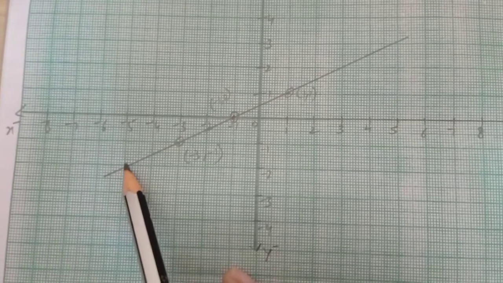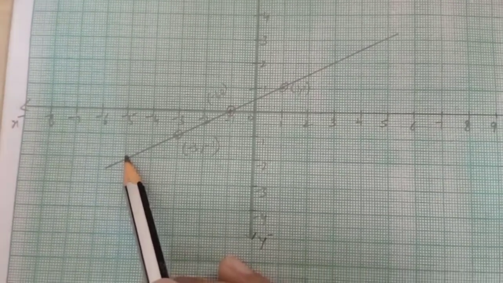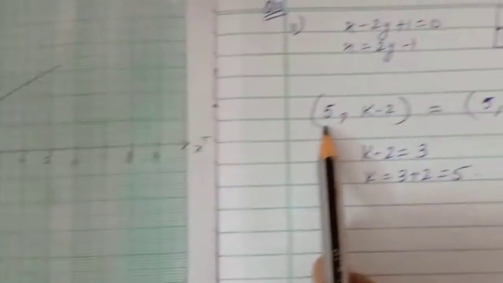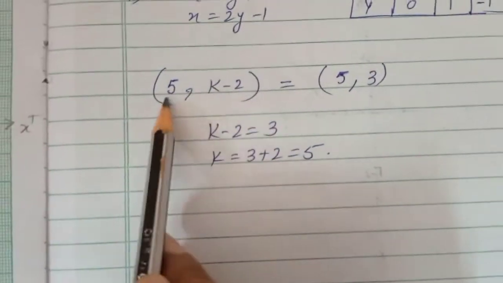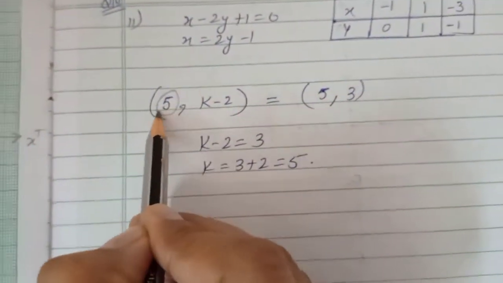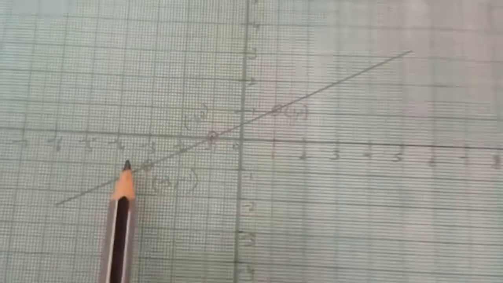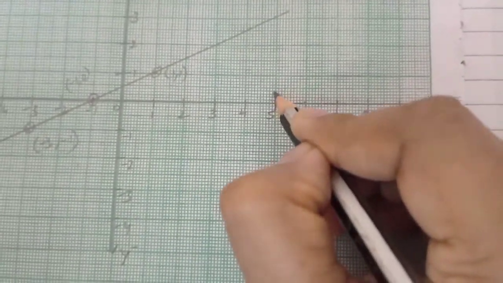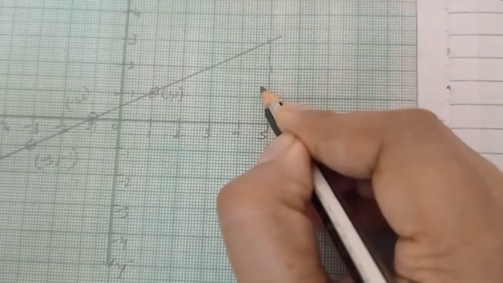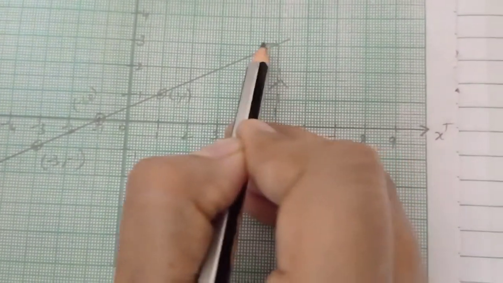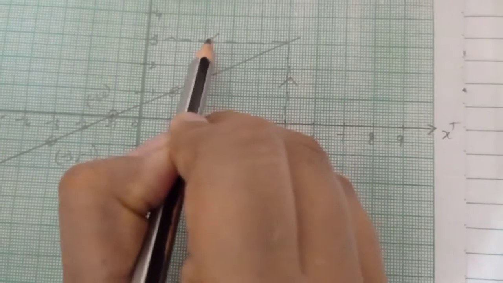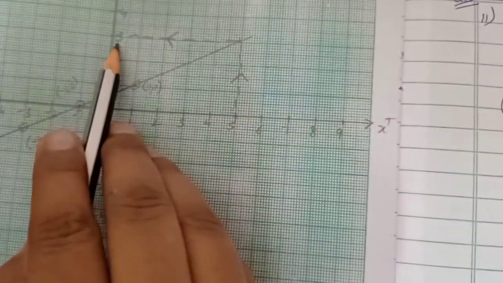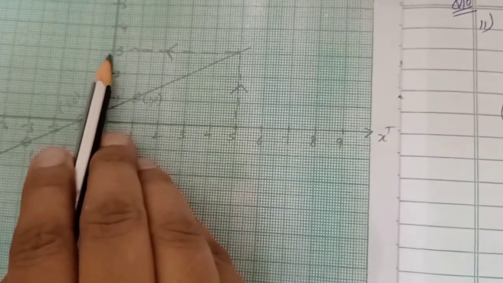Clear? Then it is given that the point (5, k-2) is lying on the line. Look here, (5, k-2) is lying on the line. 5 is the coordinate of x. Look here now, where is 5? 5 of x is here. From this point I will draw a line parallel to the y-axis and from here I will drop the perpendicular. Now tell me, if x is 5, what is the corresponding value of y? The corresponding value is 3.